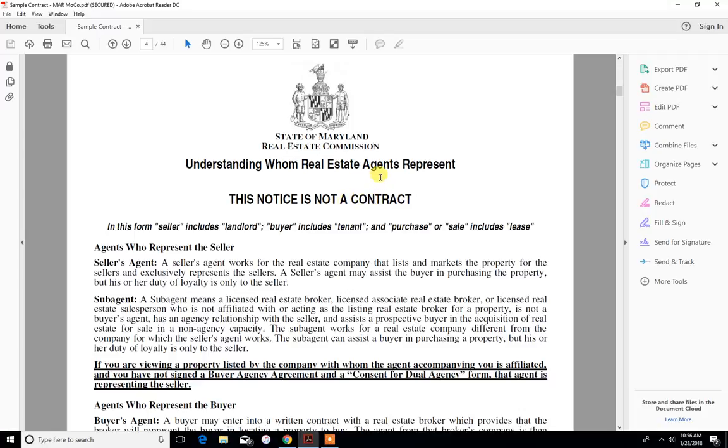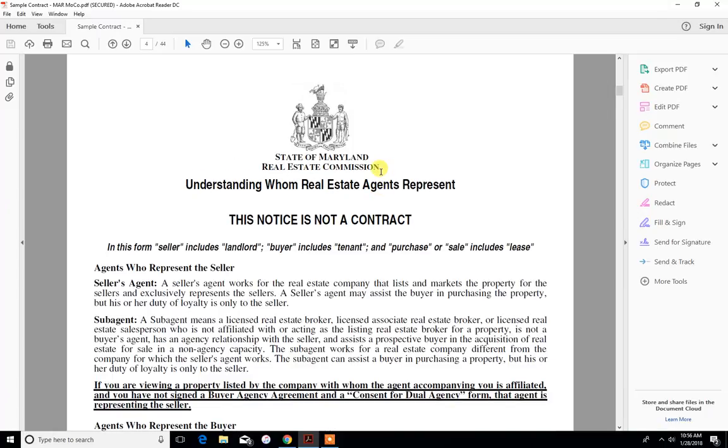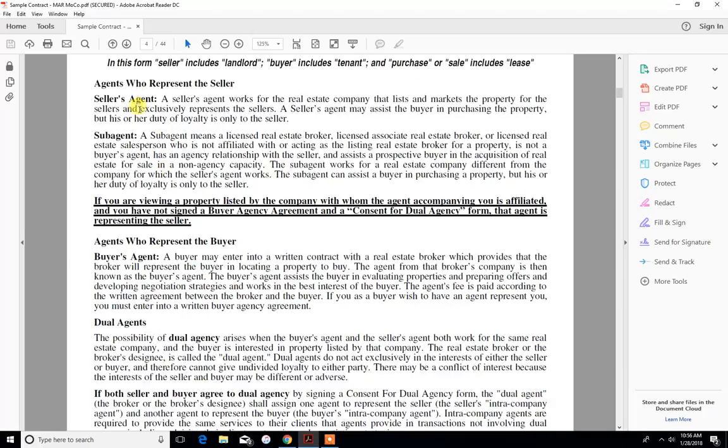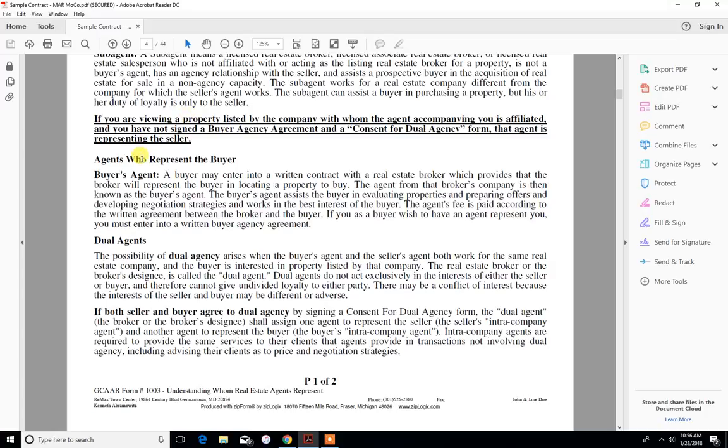All right, John. So there's a couple of disclosures here that the state of Maryland mandates that we have signed before we start showing homes. This is called the understanding who real estate agents represent. You see in huge letters, this is not a contract. This is just informational purposes, identifying all the players in the game. So there's agents that represent the seller, and you can read everything here, but just know that they represent the seller and the seller's best interest. There's agents that represent the buyer. That would be me. I represent you and your interest, and I have a fiduciary duty to you.